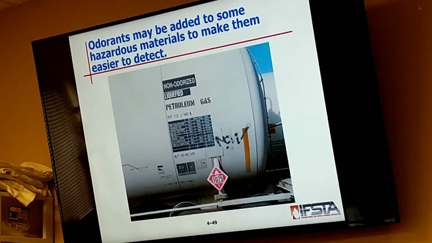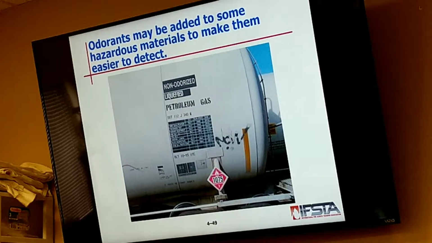And we have to remember that there are some chemicals out there that have little or no odor, and some don't have any at all. Some have to be odorized so we know what's there. The smell of natural gas is based on the additive mercaptan. And that stuff stinks.